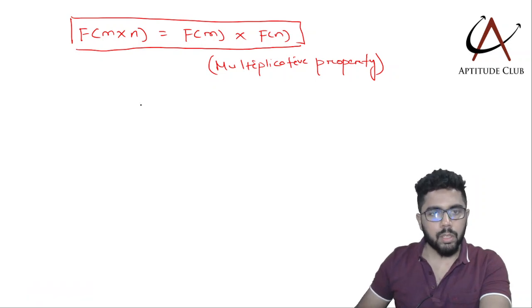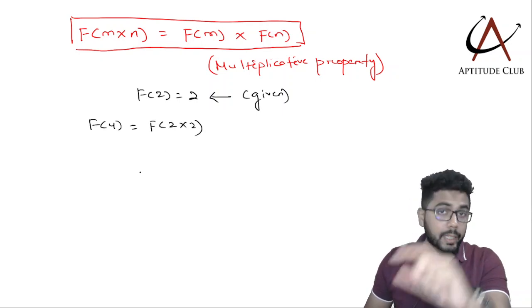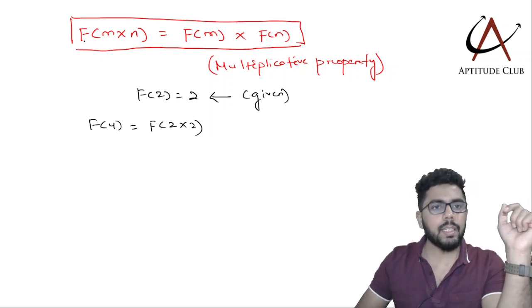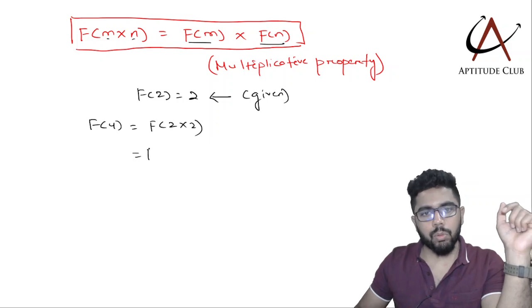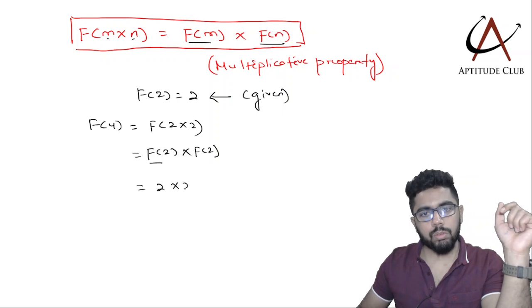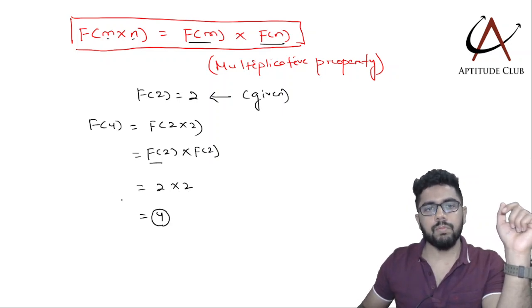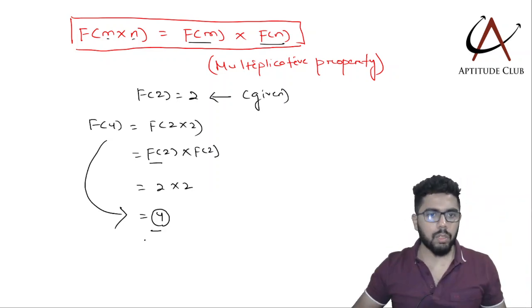A very good question. Now look at this. f(2) is given as 2. This is given. Now can I write f(4) as f(2×2)? And if I can write it as f(2×2), it is like writing it as f(m×n), which is f(m) into f(n). That means you can open it up as f(2) into f(2). f(2) individually is 2, so I get 2 into 2, which gives me 4. So f(4) is equal to 4. Now think about this. We got f(4).